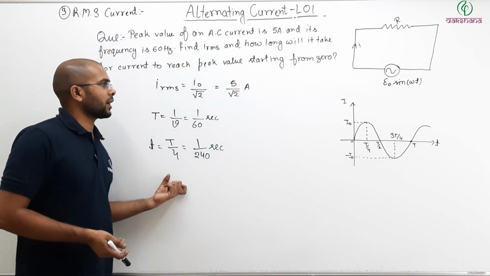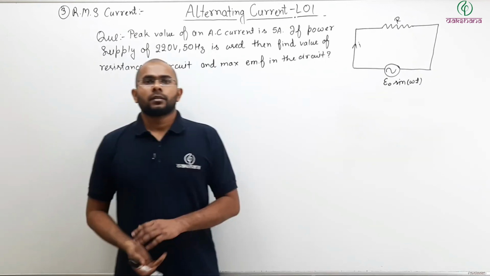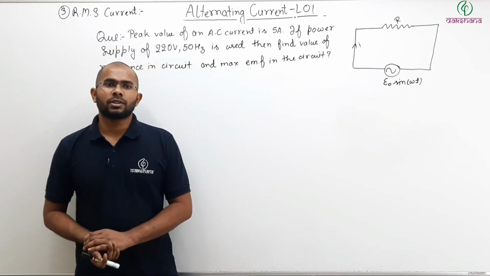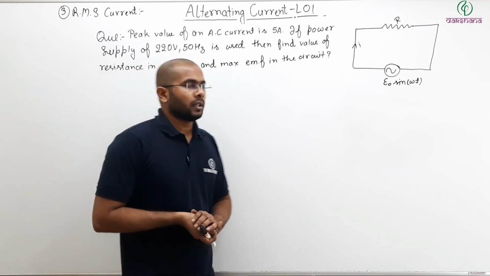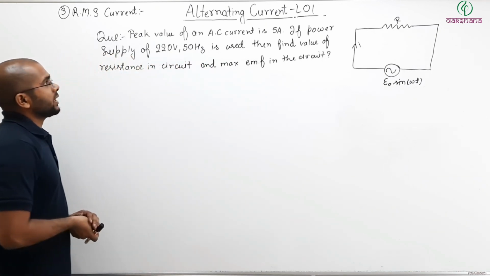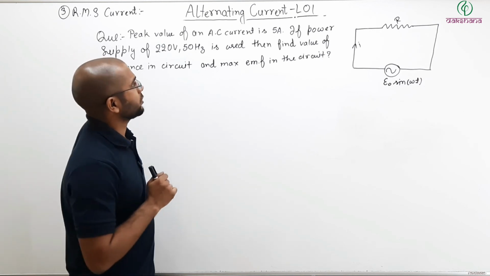Pause the video, note it down, then we will discuss another question. Now let us try to solve another question based on your IRMS value. Here the question is, peak value of an AC current is 5 amperes, same as the previous question.